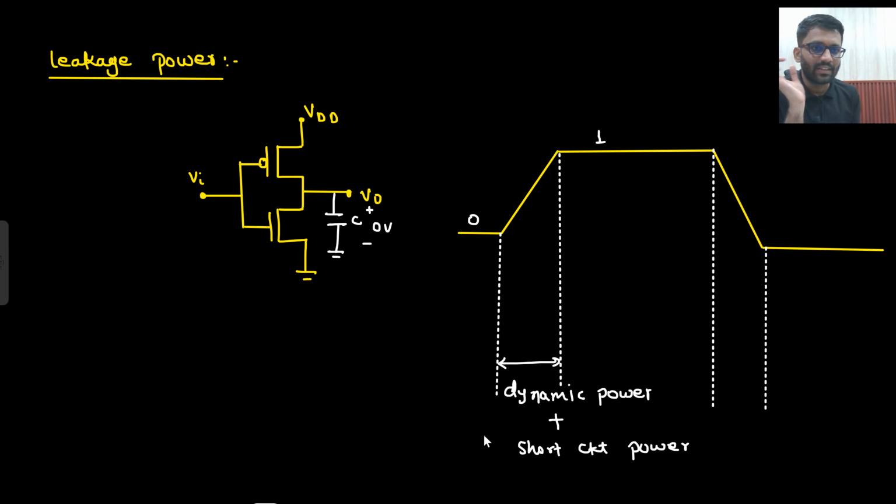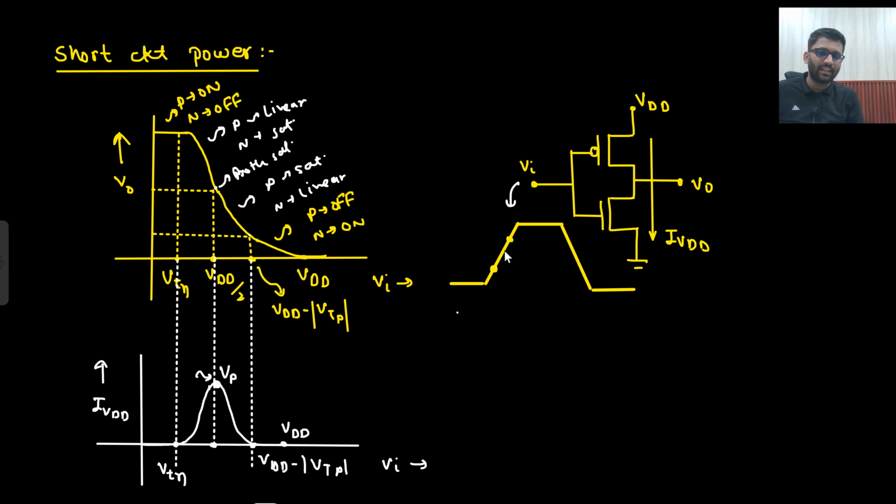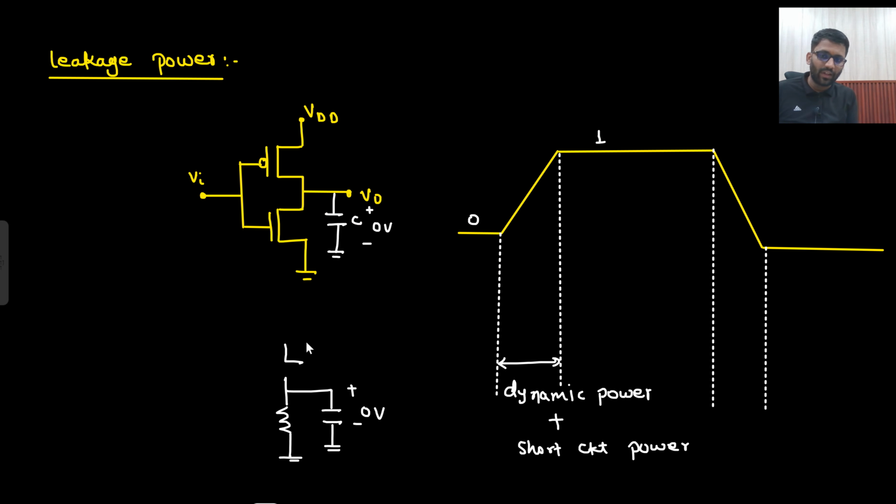Right? When the input is 1, this PMOS is off and this NMOS is on. And this capacitor is charged to 0 volt, because till this point the capacitor would have charged to 0 volt only. You can say that if this is rising like this, then my V0 would have gone down to 0, so this would have been discharged already.